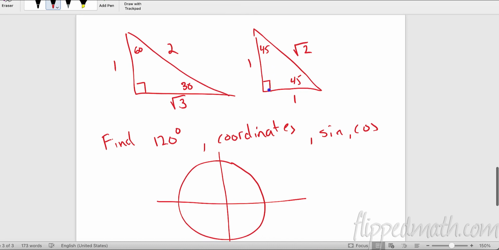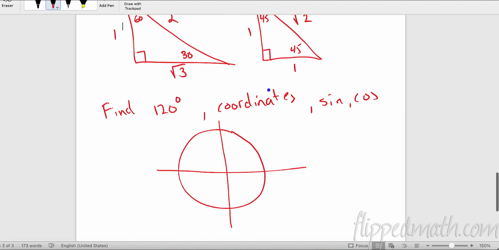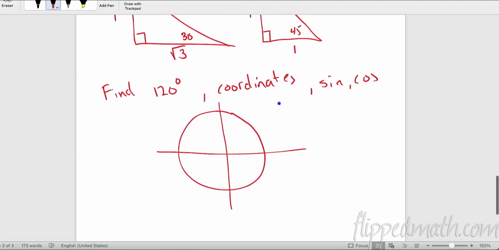All right. So I'm going to do this one. It says find 120, find the coordinates of that point, and then find sine theta and cosine theta. So first of all, 120. This is 0 or 360. This is 90. This is 180. This is 270. So where would 120 be? 120 is going to be in here somewhere. I'm just going to draw it somewhere in here. All right. So that's 120.